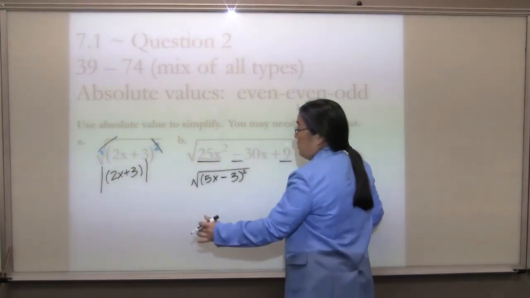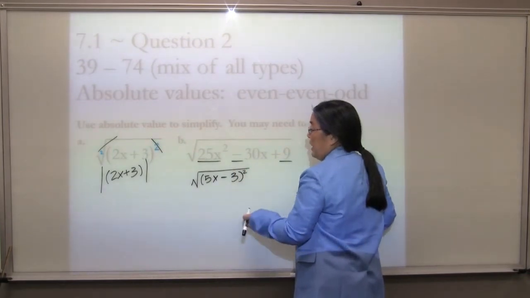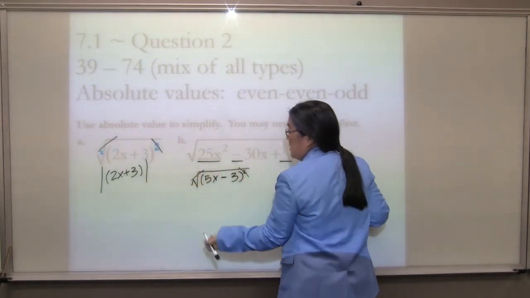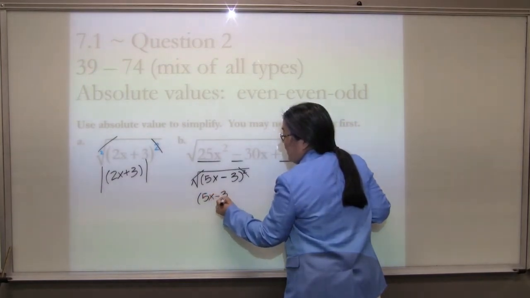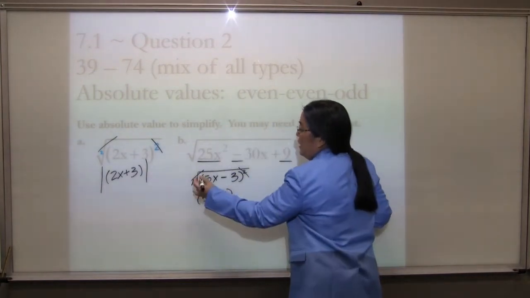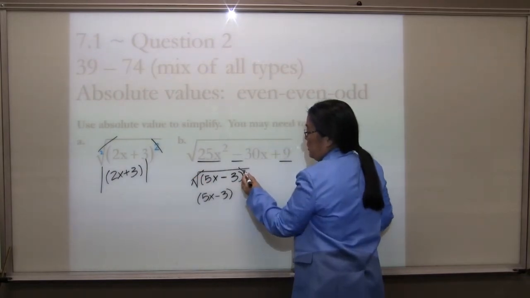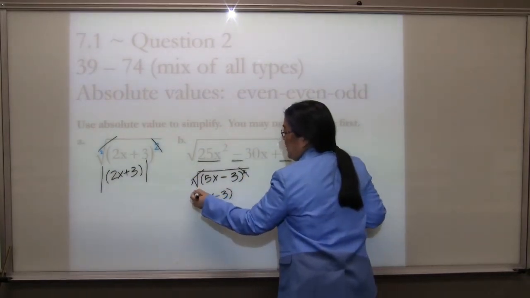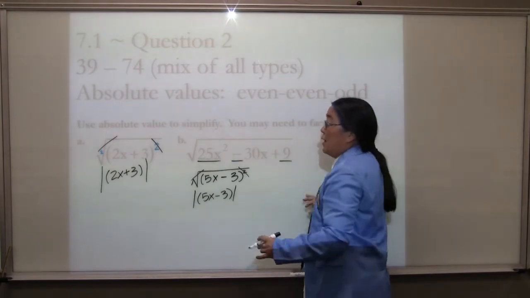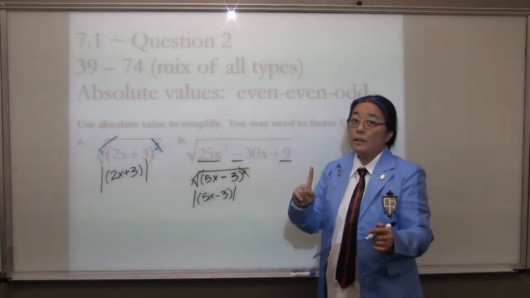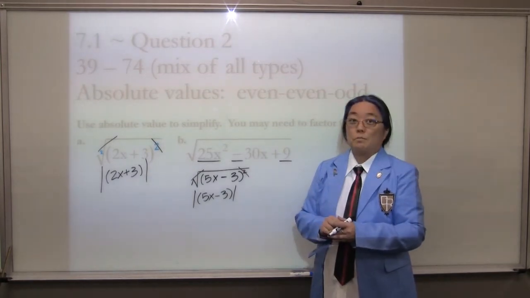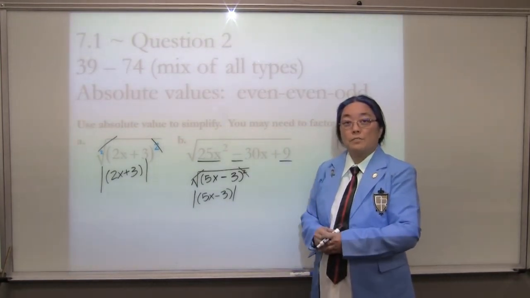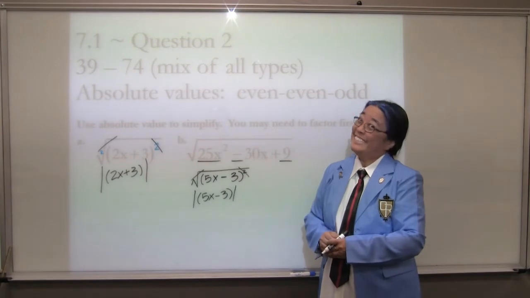The square and the square root cancel. If you can do that in your head, great. If you need to cancel them out, great. We have 5x minus 3, and because of the even, even, odd, the invisible 2, the 2 there, and the invisible 1 there, we need to put absolute values. What if I forget? If you forget, please read the instructions. Use absolute value to simplify. If you don't have an absolute value, it's wrong.